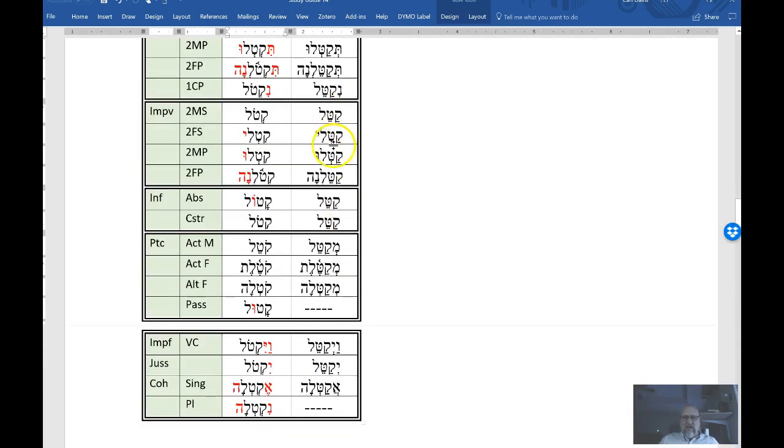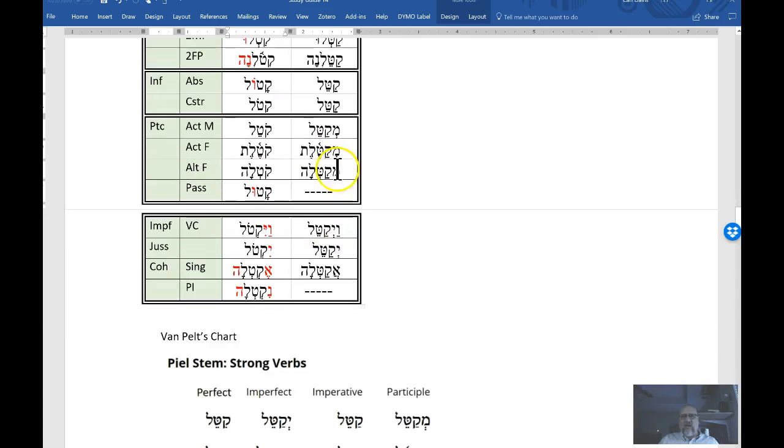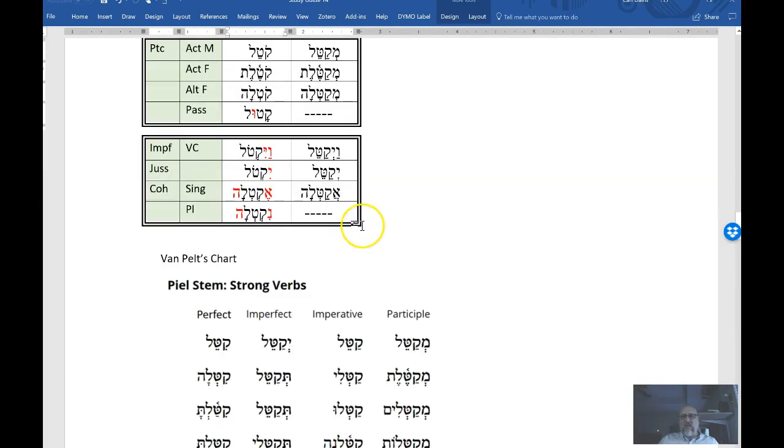Imperative, made the same way. You take the preformative off. The infinitive absolute is simply the double middle radical. The participle has a prefix me, and then a double middle radical. Vav consecutive, what you would think it would be. Jussive is the imperfect form, and the cohortative, just what you expect.